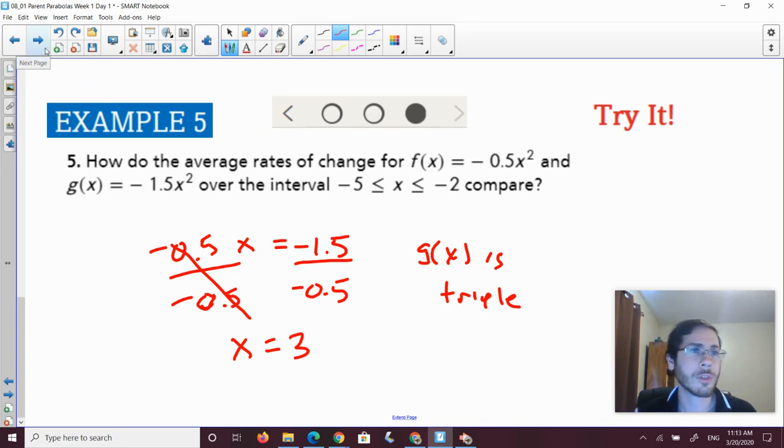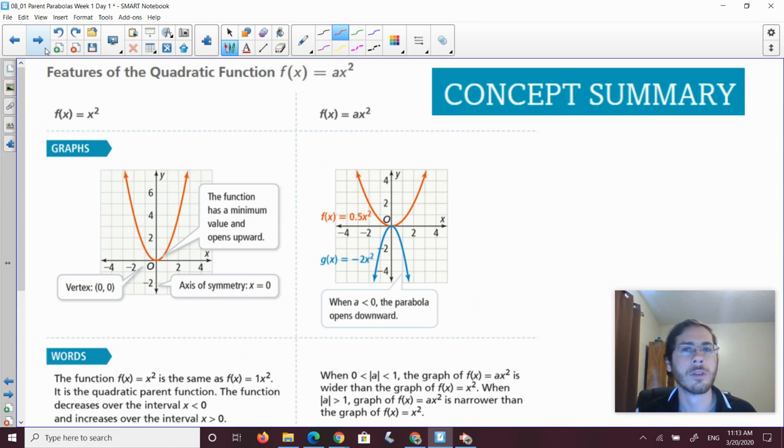So that's all the examples, everything from Pearson. They do go over the concept summary, just to summarize the things that we learned about the graphs of parabolas. Parabolas look like U shapes. That's what our parabola graph looks like. This is our parent function.